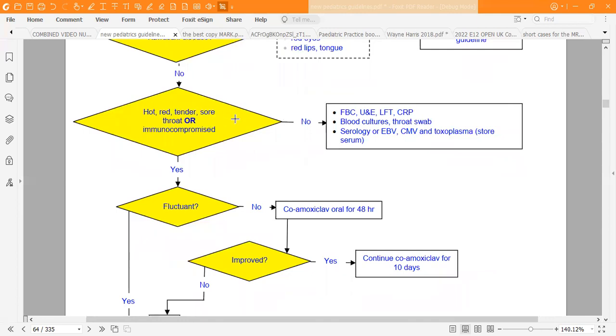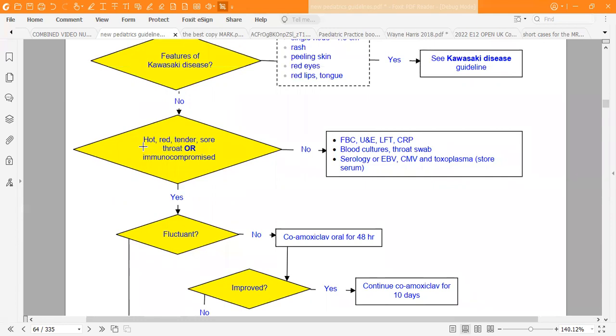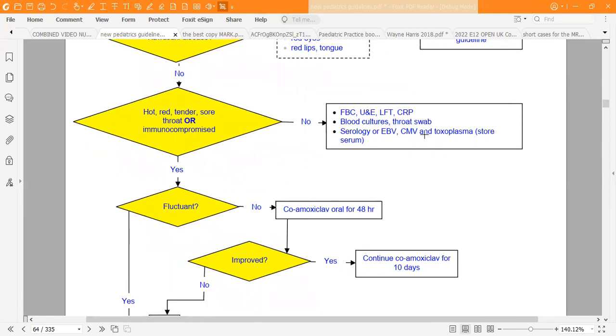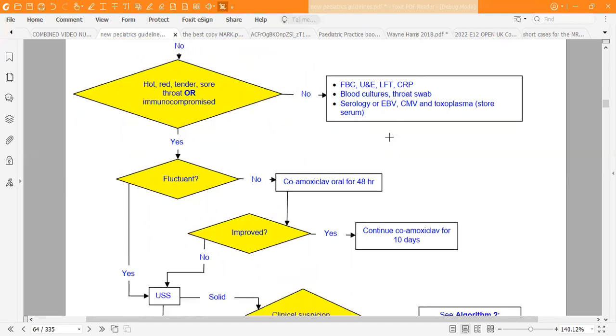Okay, if the lymph nodes are not hot or red, and there are no signs of inflammation over there, you have to do a full blood count, electrolytes, LFT, CRP, as we have mentioned before, it's just a summarization in here, blood cultures, throat swab. Don't forget the serology for Epstein-Barr virus, CMV, toxoplasma, as you are thinking of other differentials.